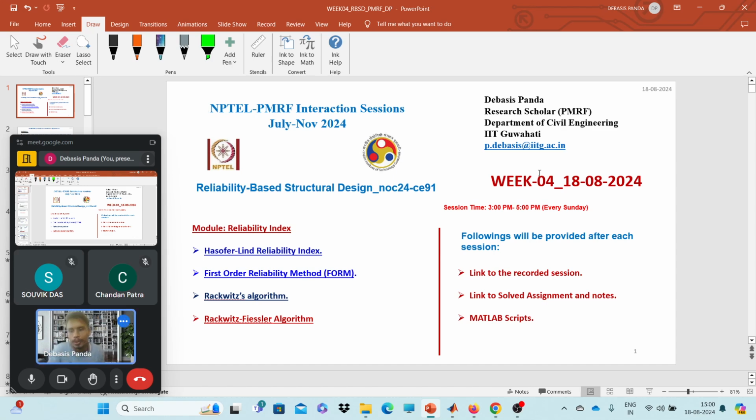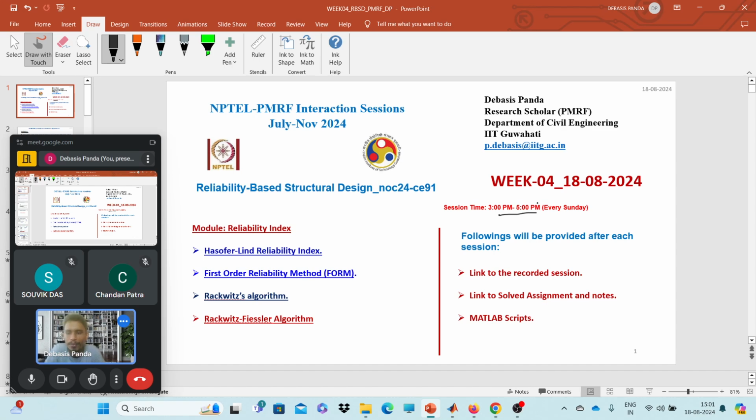So today is the fourth week of the interaction session of the course Reliability-Based Structural Design. My name is Devashish Ponda. I am a research scholar and Prime Minister Research Fellow at IIT Guwahati. I have been allocated to the course, and every Sunday from 3 p.m. to 5 p.m. we meet for the interaction session.